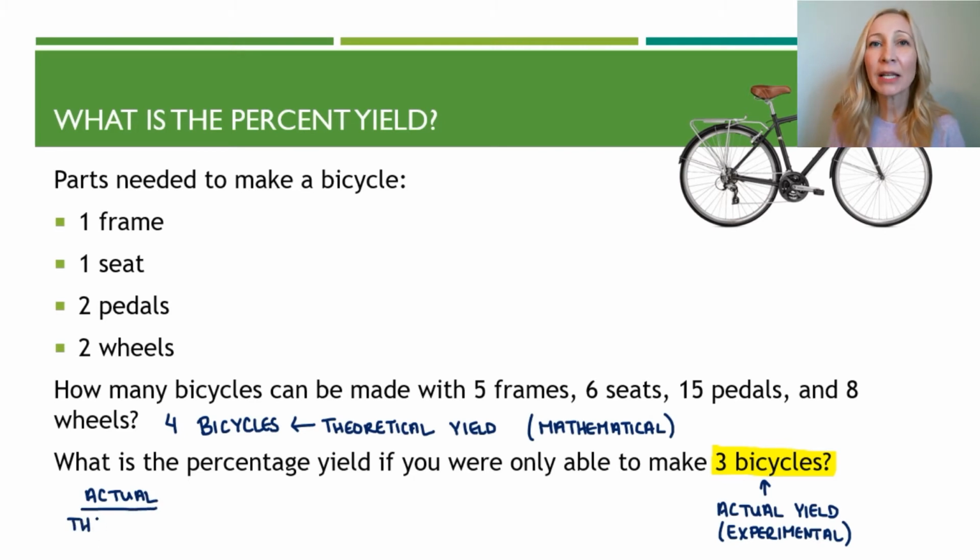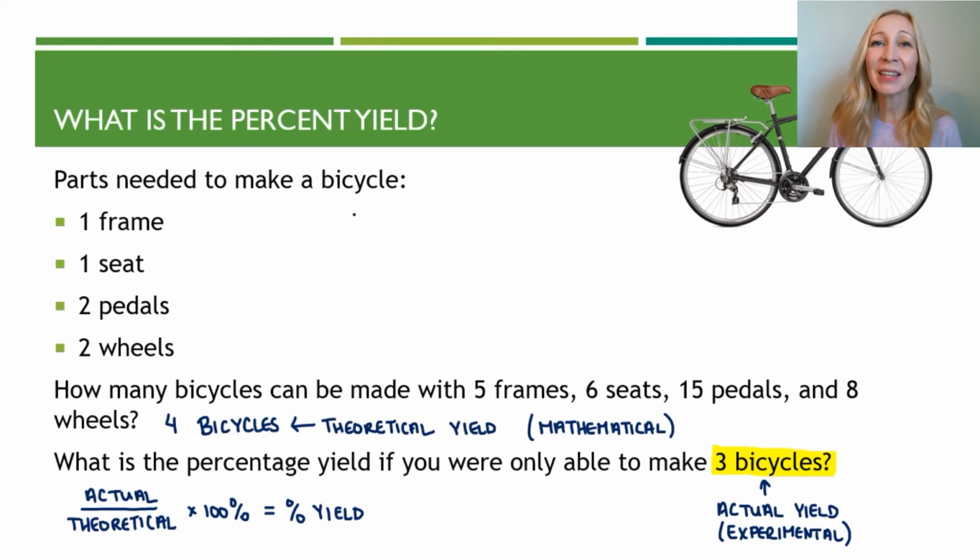So how we calculate our percent yield is we take our actual yield divided by our theoretical yield. That ratio, we are going to turn that into a percentage. So we take that and multiply by 100%, and that is going to give us our percent yield.